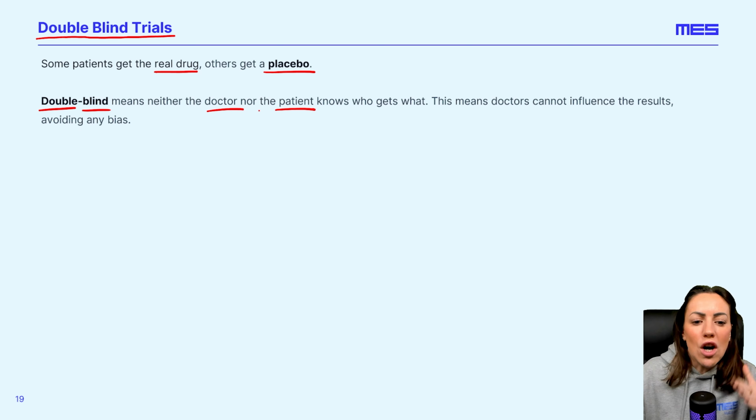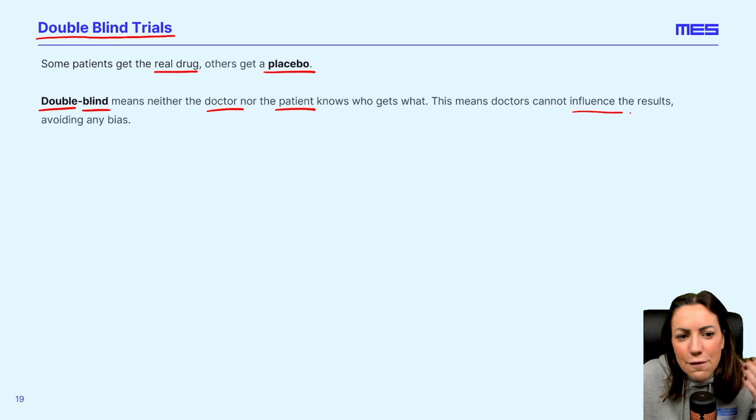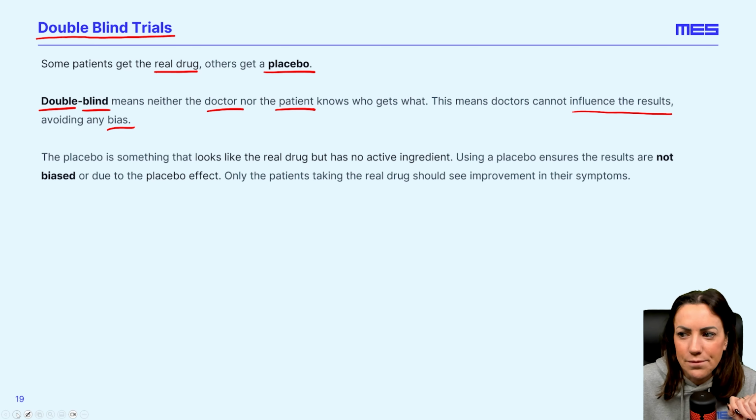But we don't want the doctors that are dealing with the patients to know, because if they did know, they might influence the results. They might be biased because they really want the drug to work. And that bias might affect their reporting of the results and of their symptoms. So we're using a double-blind trial to avoid any bias, any influence on the results.